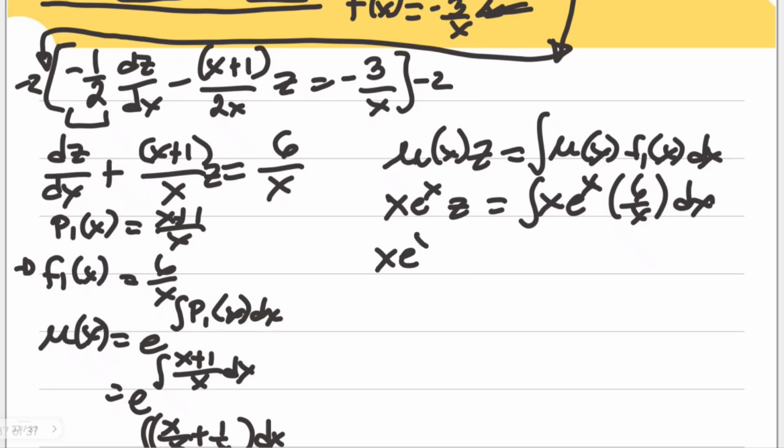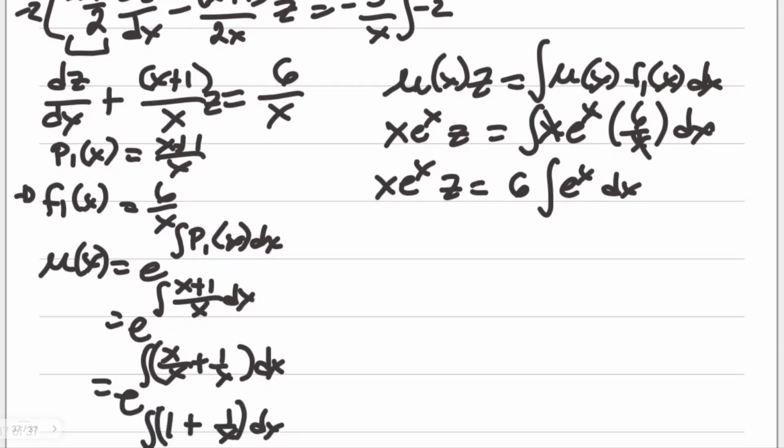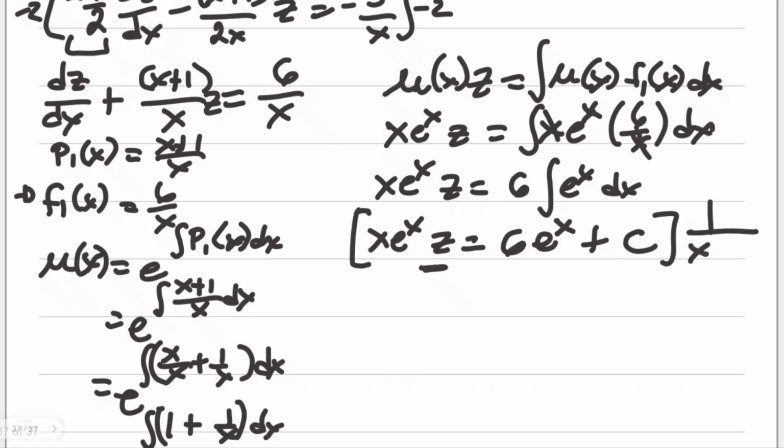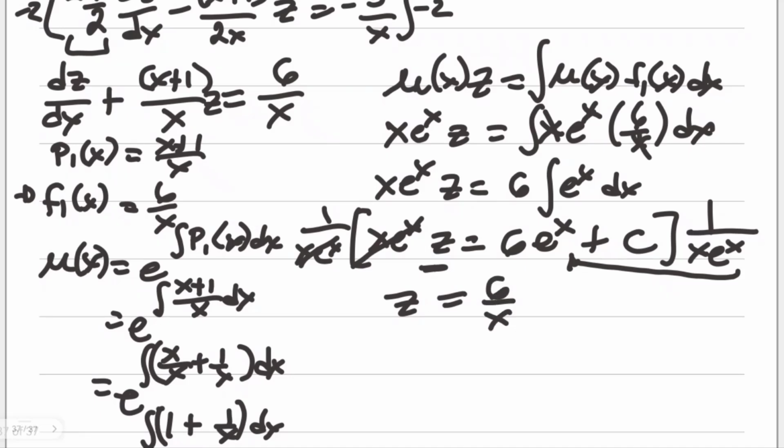So x e to the power of x z is equal to, this x will be removed, we can take out 6 e to the power of x dx, which will give us x e to the power of x z is equal to 6, and the integral of that is e to the power of x plus c. Okay, we're almost there. The next thing here is to isolate z. So we're going to divide both sides by x times e to the power of x. So this will be cancelled here, leaving z equal to 6 over x, as e to the power of x is cancelled, plus c over x e to the power of x.